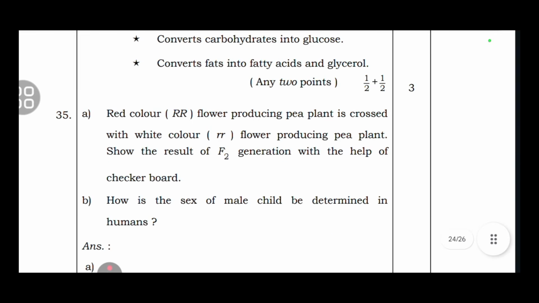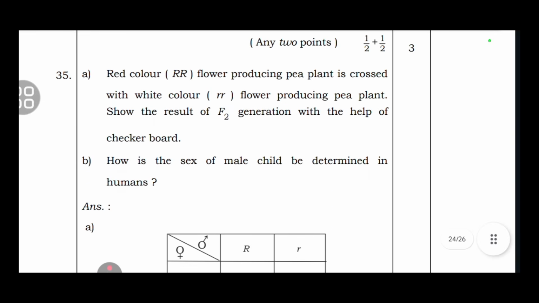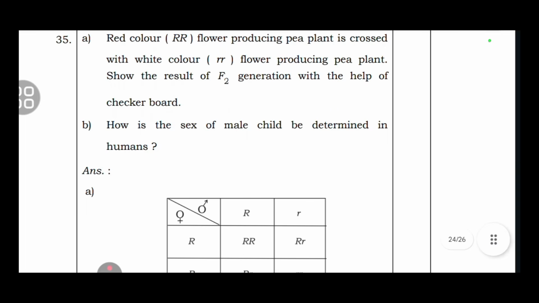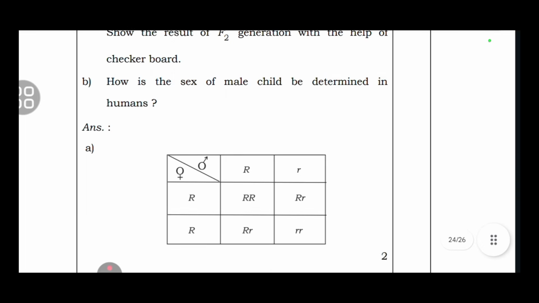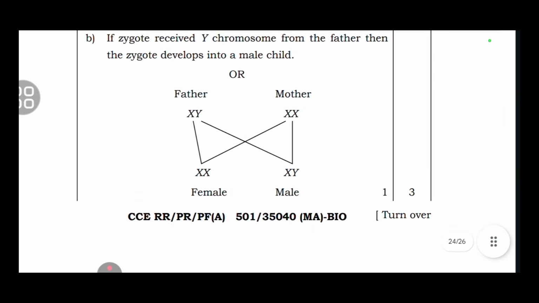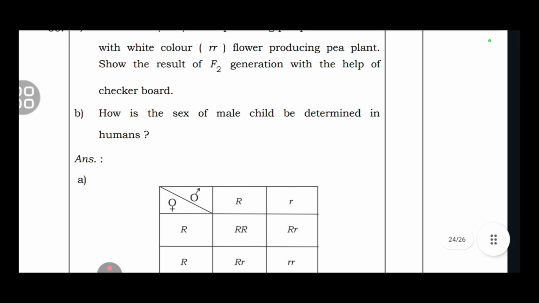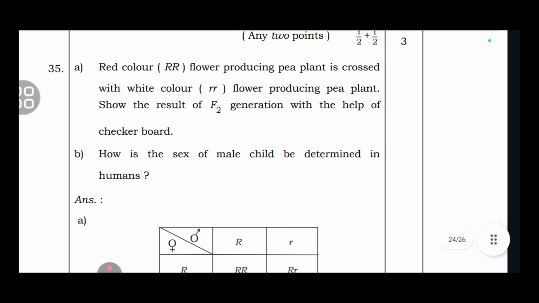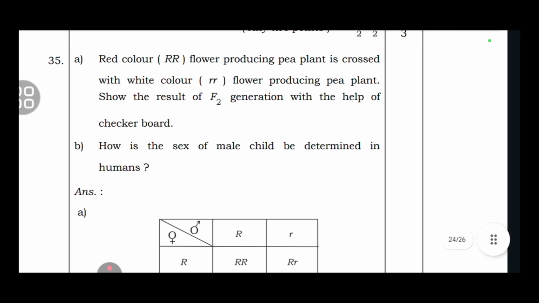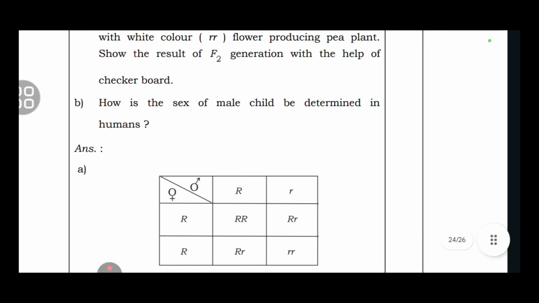Coming to the 30th question, red color RR. This is a fixed question on pea plants from the chapter Heredity. They asked this question from Mendel's experiments on the pea plant. This is a fixed question, I think. Yes, it is from A. They are from Mendel's pea plant experiments, and the second is how the sex of a male child is determined in humans.